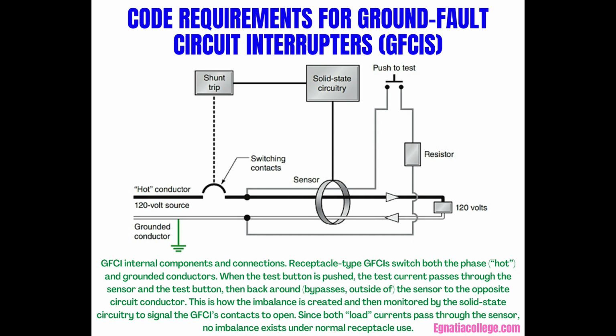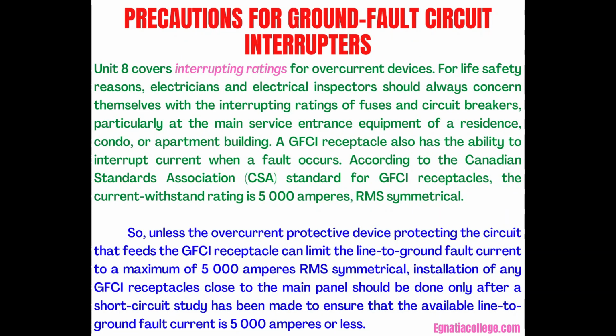Nuisance tripping of GFCIs is known to occur. Sometimes this can be attributed to extremely long runs of cable for the protected circuit. Consult the manufacturer's instructions to determine if maximum lengths for a protected circuit are recommended. Some electricians advise using non-metallic staples or non-metallic straps instead of metallic to prevent nuisance tripping. Precautions for ground fault circuit interrupters.